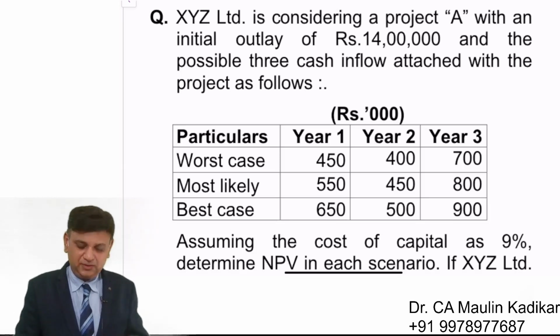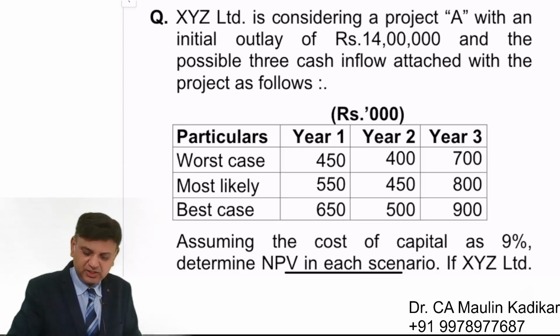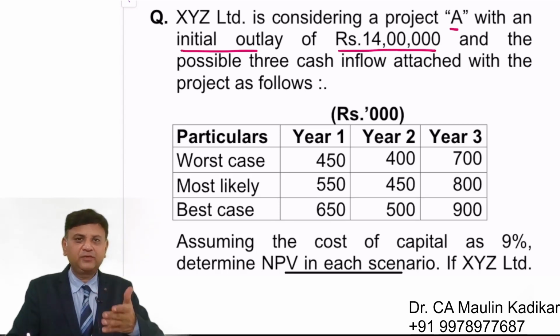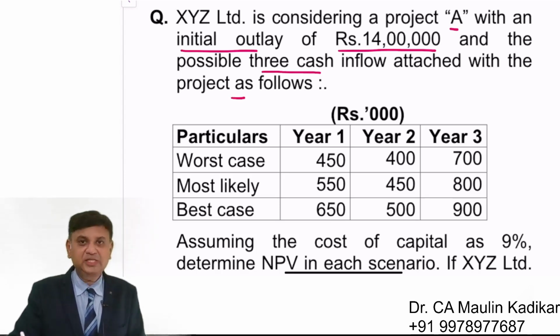Let us see the next question. XYZ Limited is considering a project A with an initial investment of 14 lakhs of rupees. That is the amount of the investment that you have to make. And the possible three cash flows attached with the project is as follows.